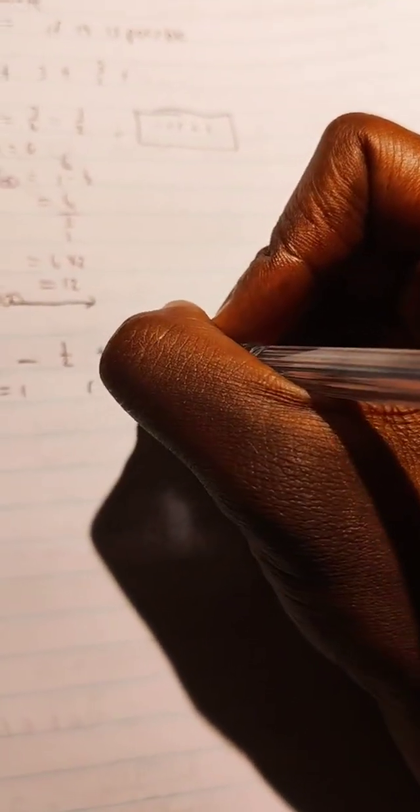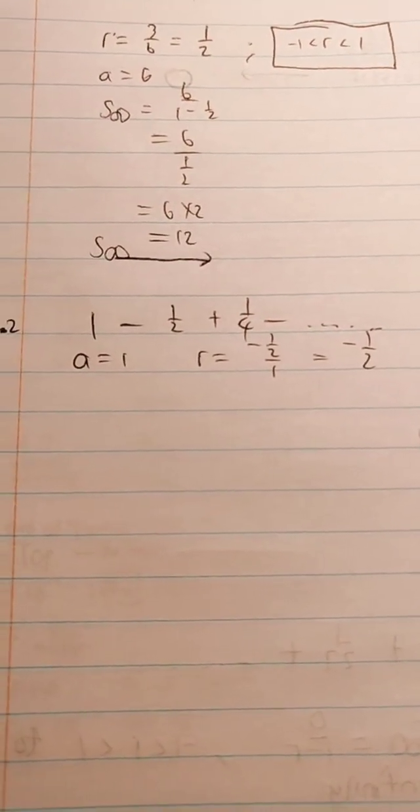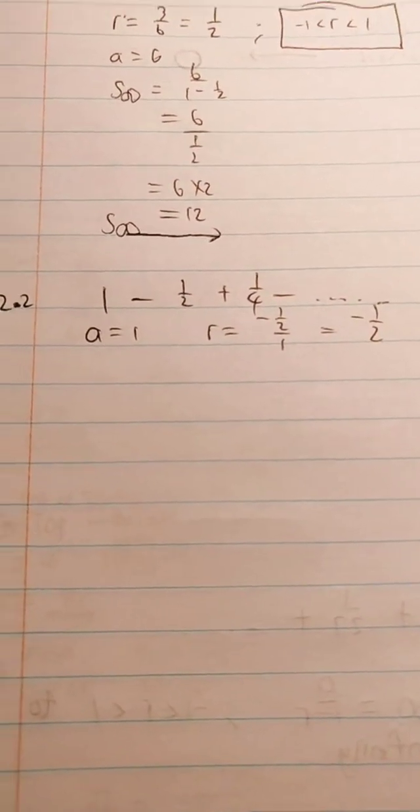Yes, guys, we can calculate sum to infinity. So what is it then? A is equal to 1. R is equal to what? T2 divided by T1. That's -half over 1. That's -half, right? Yeah. If we divide T2 by T1, T3 by T2, we get -half. Then of course, for sum to infinity, -half is between -1 and 1, so that works out nicely.